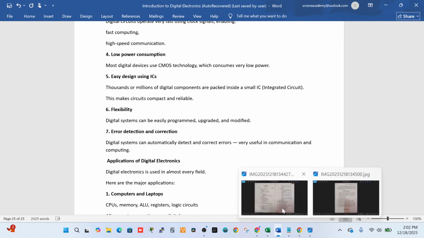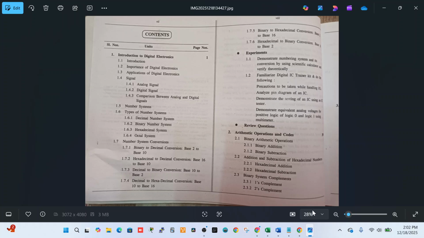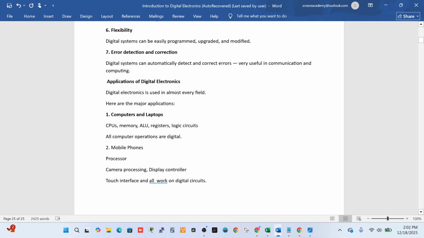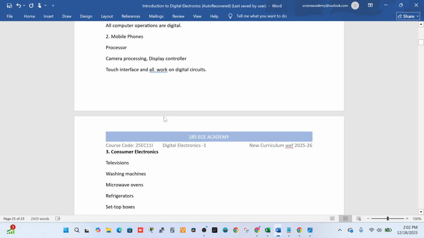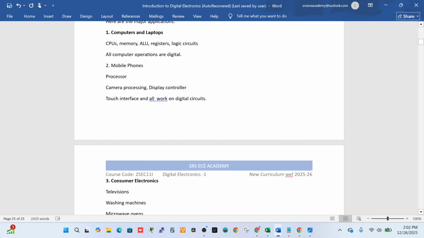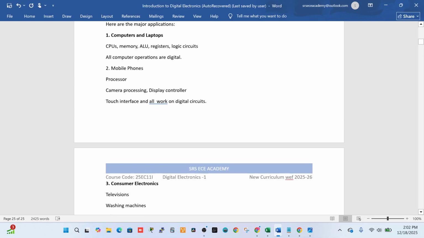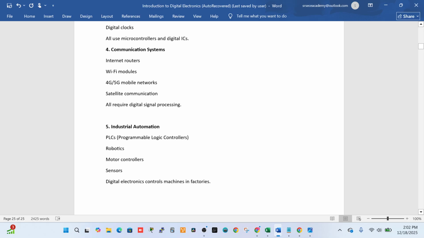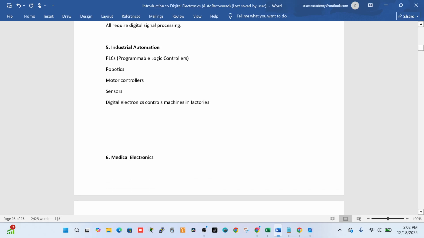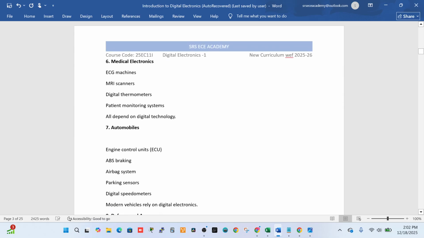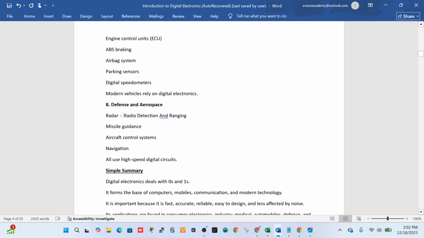Next here, applications of digital electronics. I have explained here, we use it in computers and laptops, consumer electronics, communication systems. Keep these important points in mind, we can answer right: computers and laptops, consumer electronics, communication systems, industrial automation, medical electronics, automobiles, defense and aerospace.